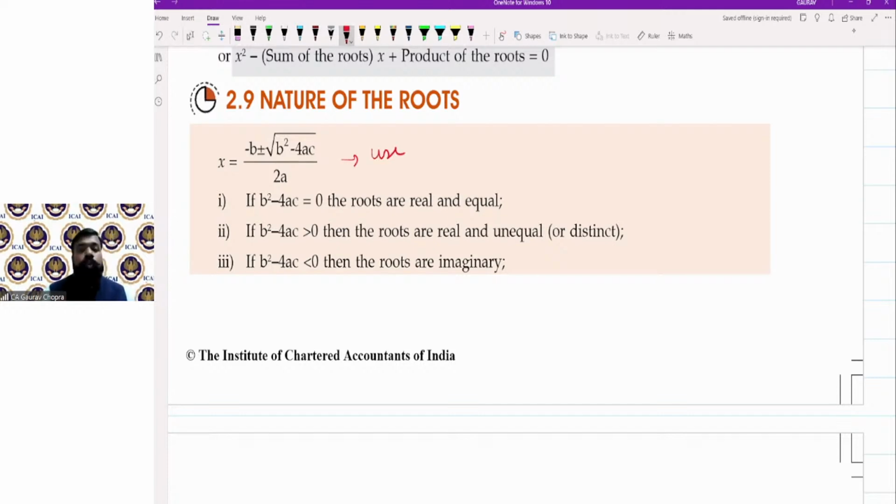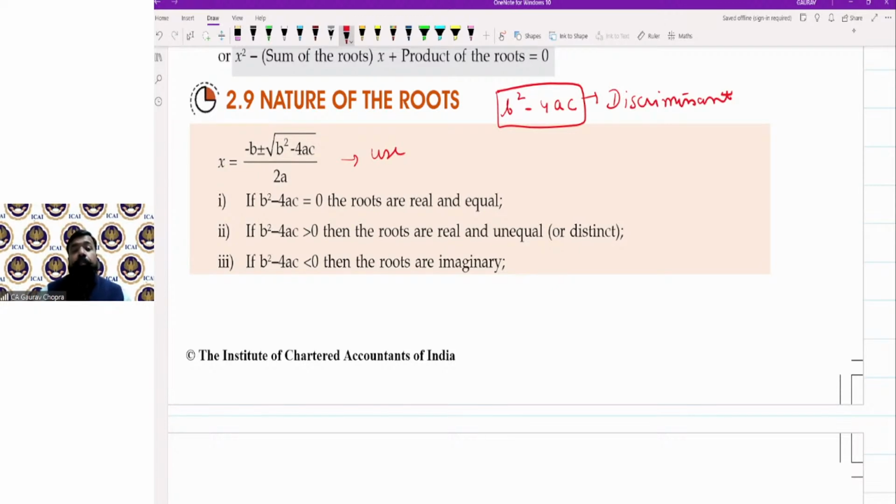We have to use this formula and इस फॉर्मूले में जो रूट के अंदर वैल्यू है, that is known as discriminant. That is the value of b square minus 4ac. Only this portion is known as discriminant. This portion is known as discriminant.